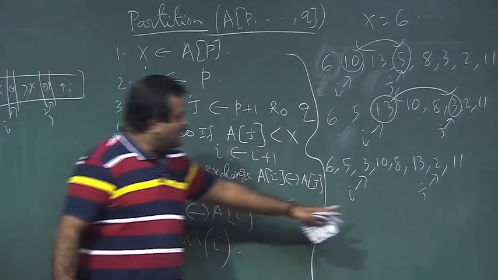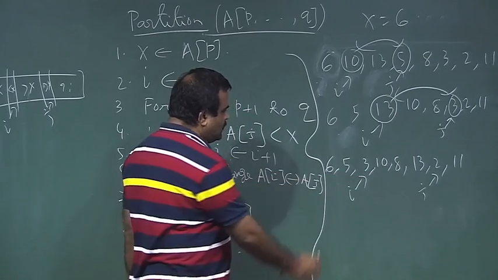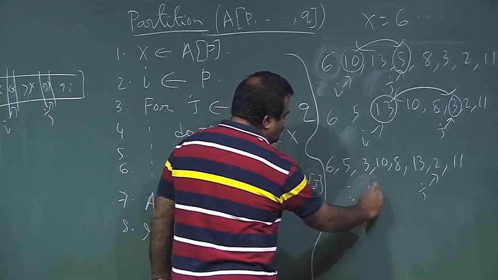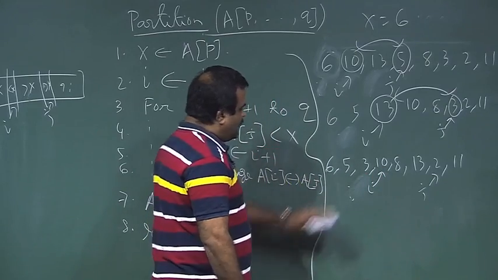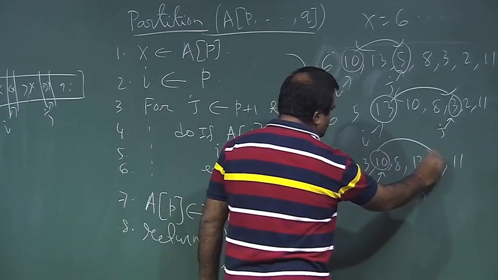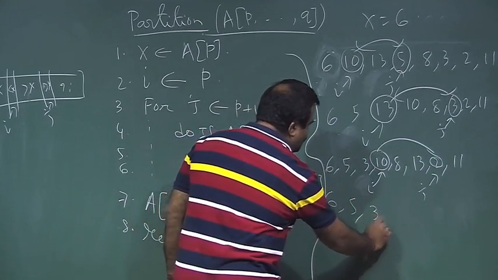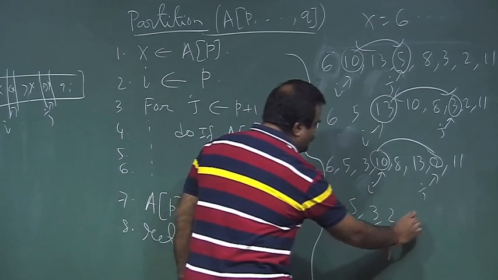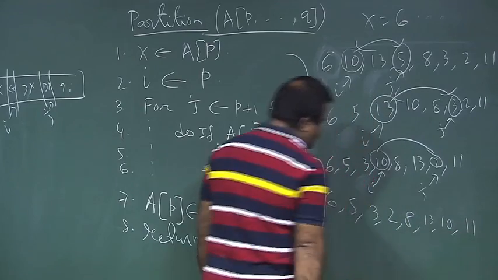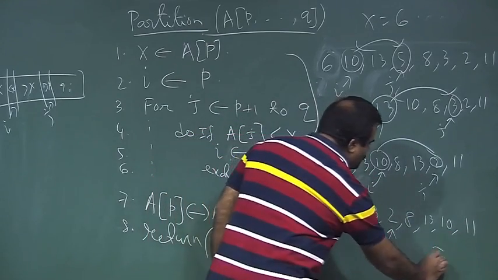Now, again AJ is less than pivot. Now, again we have to exchange this. So, we know the element sitting over here is greater than. So, I is increased by this and we exchange this and this. So, now this is the 5, 3. So, 2 will come here, 8, 13, 10 will go there and 11. So, now I is pointing this 2 and J is pointing here.